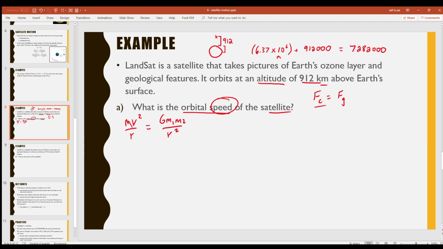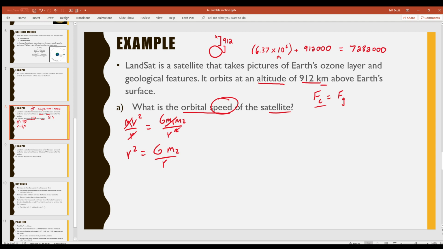Now we'll do that trick I showed you just a second ago as well. Since we have an m1 on the top on both sides of this equation, we can actually just knock both of them out. And since we have an r on the left side of the equation on the bottom, we can take one of the r's on the right side of the equation down. So we'll just drop it from an r squared down to an r. What this will leave us is v squared equals G m2 over r.